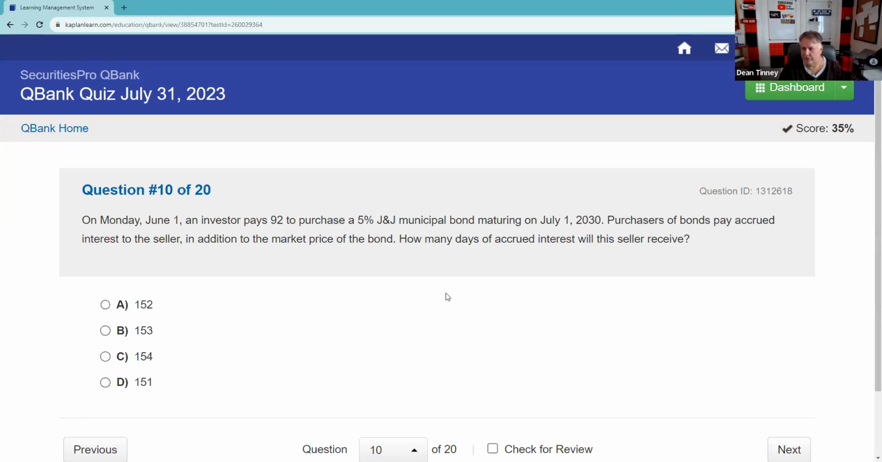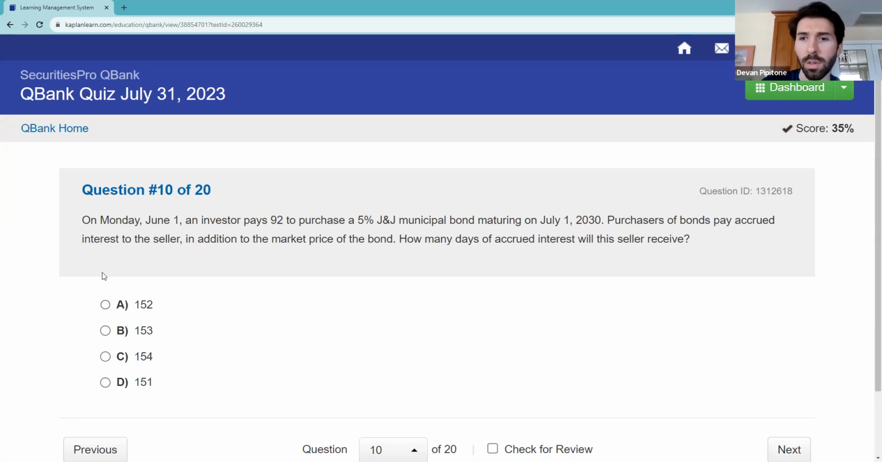How many days of accrued interest would there be? Since it's a muni bond, we're using 30-day months, versus corporate actual. Yeah, corporate and municipal, right?